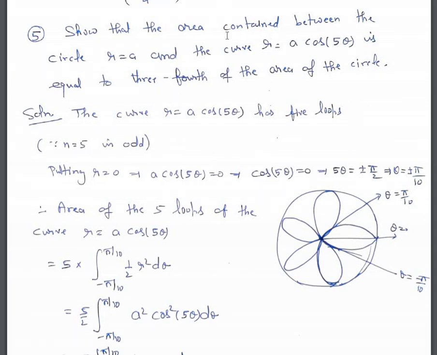So what we have to show is that the area contained between the circle r is equal to a and the curve r is equal to a cos 5 theta is equal to 3/4 of the area of the circle. That means we have to find the area of this circle and the area of these 5 loops, and then subtract so that we get the remaining portion, and we have to show that that area is equal to 3/4 of the area of the circle. Now put r is equal to 0.